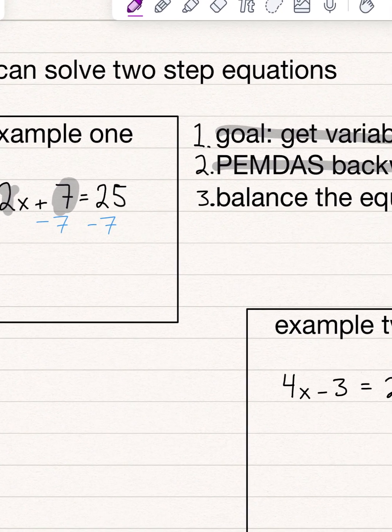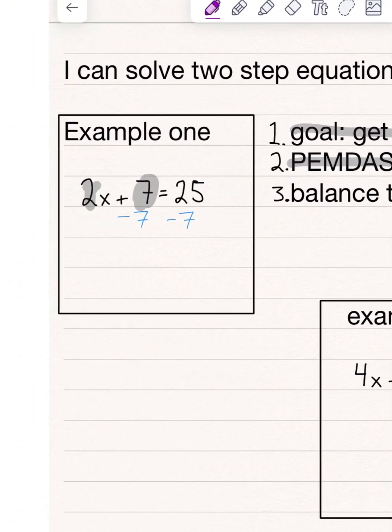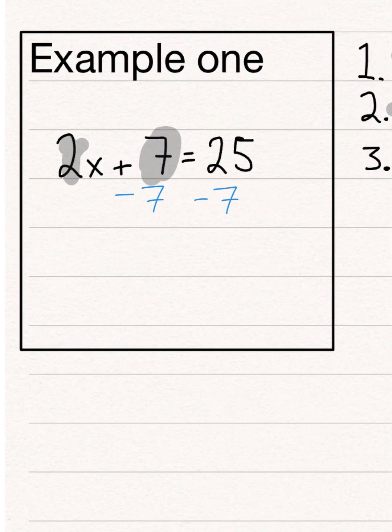Now note this third point is to balance the equation. So that means what I do to the left side, I have to do to the right side as well. So what I did here, I have to do here as well. All right, so we're going to subtract 7. These cancel out. Now I have 2x. I got rid of the 7. 25 minus 7 is 18. So now I have 2 times x equals 18.